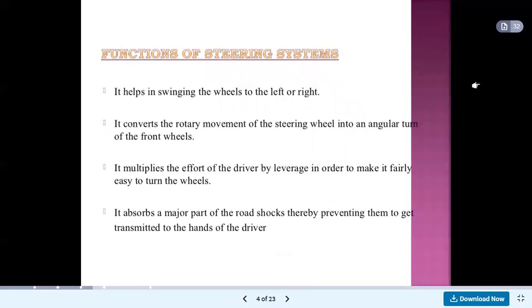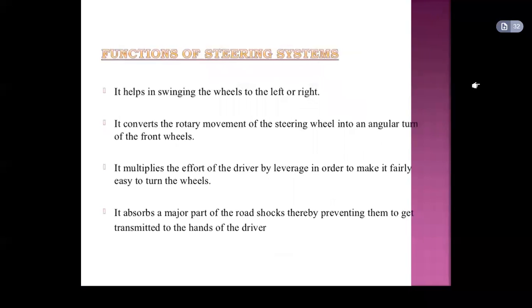If we see the functions, it helps in swinging the wheels to the left or right. If we turn the steering wheel towards the left direction, then the front wheels also turn in the same direction. If we turn the wheel to the right side, then both the wheels also move towards the right direction.